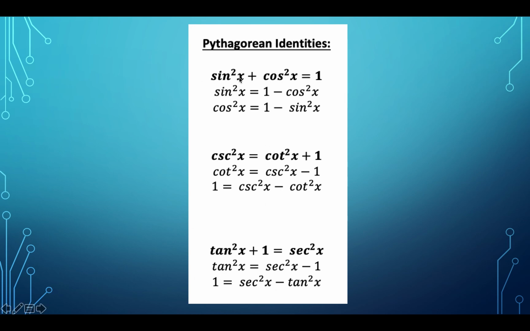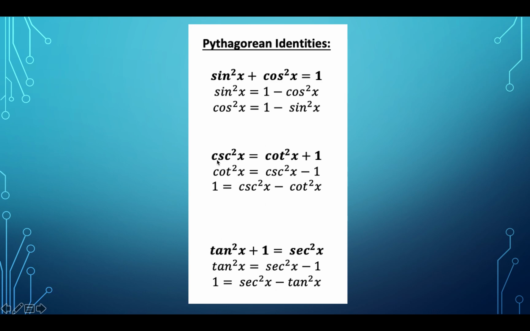So for the first identity, you have sine squared x plus cos squared x is equal to 1. Another way you can rewrite it is sine squared x is equal to 1 minus cos squared x. How did I get this? I just subtracted cos squared x from both sides. Another way you'll see it is cos squared x is equal to 1 minus sine squared x. How did I get that? I just subtracted sine squared x from both sides.